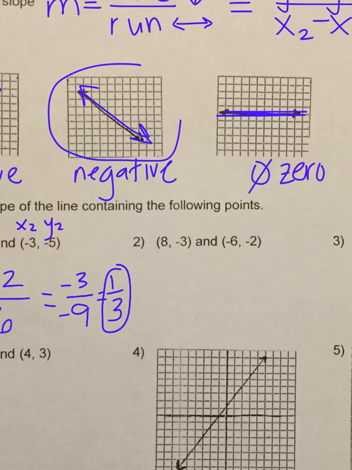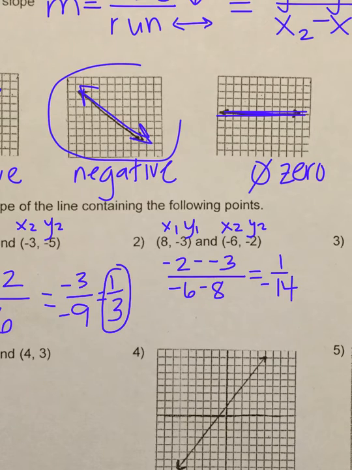Let's do the next one. I'm going to do x1, y1, x2, y2. I take my negative 2, my y2, minus negative 3, negative 6, minus 8. Up in that negative 2 minus negative 3, you could also say negative 2 plus 3 because we know two negatives make a positive. Either way is correct. When you work this out, you get 1 over negative 14. Again, an acceptable slope. I would rise 1 and go to the left 14.